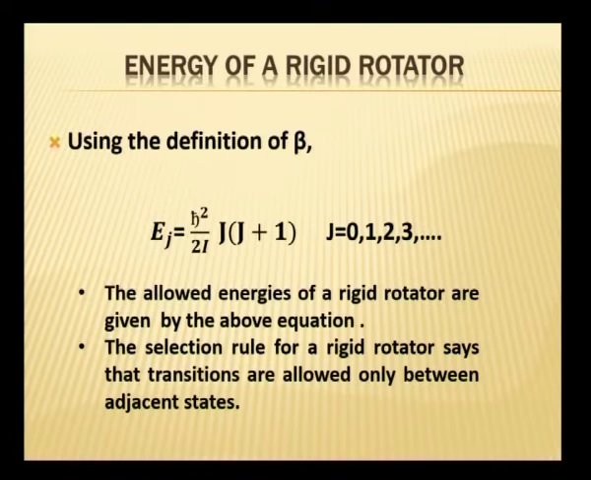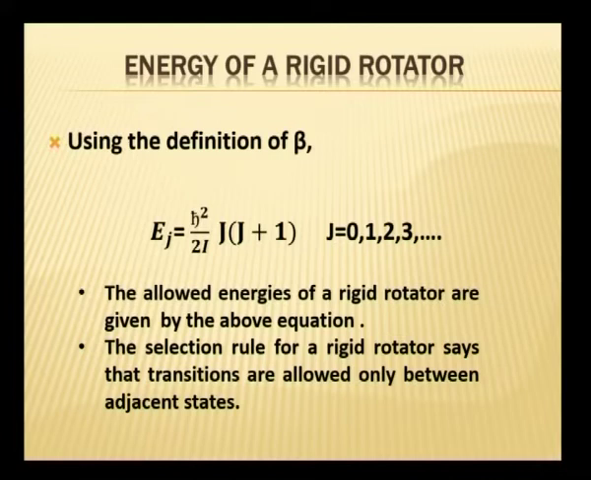The allowed energies of a rigid rotator are given by the above equation. The selection rule for a rigid rotator says that transitions are allowed only between two adjacent states. That is a very important thing. The selection rule allows only transitions to occur between two adjacent states or energy levels. Where are those energy levels? We will see diagrammatically the energy levels and the energy level separation between two consecutive states.